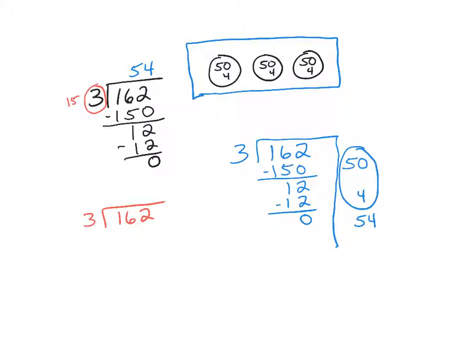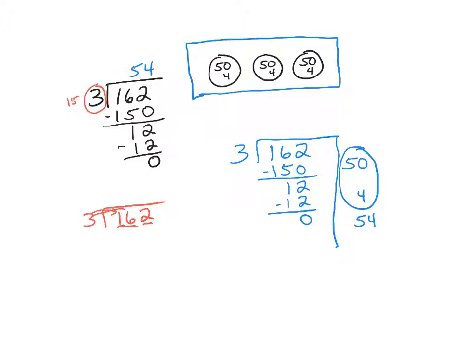So I have 162 divided by 3. And I'm thinking about this 1 as hundreds place. I'm thinking about the 6 as tens place. I'm thinking about the 2 as ones place. Well, if I do it with the traditional algorithm method, I want to say, and you've probably heard this, how many times does 3 go into 1? Well, it doesn't go into 1. So I'm going to say, how many times does 3 go into 16?